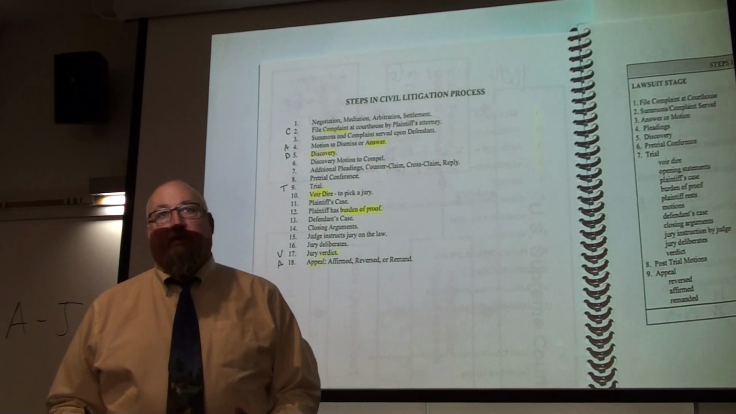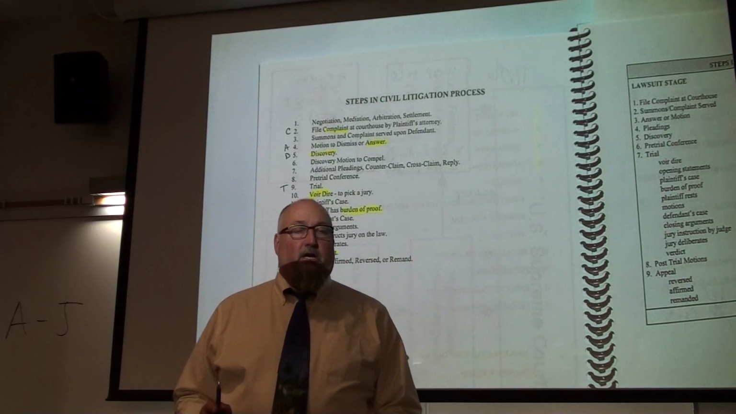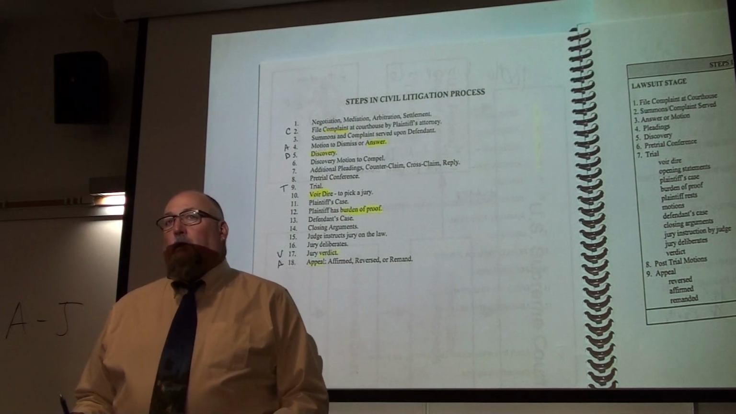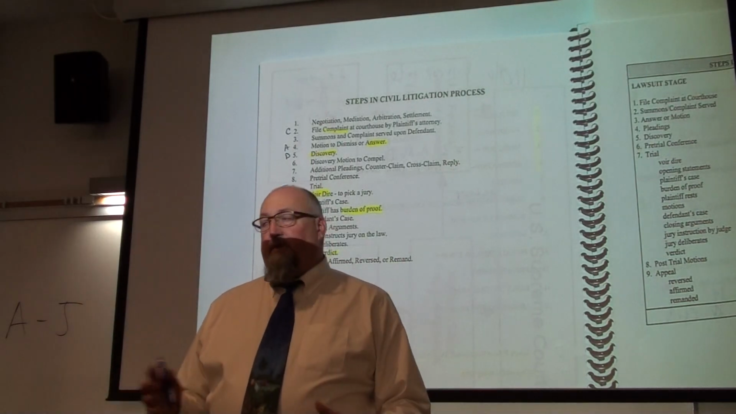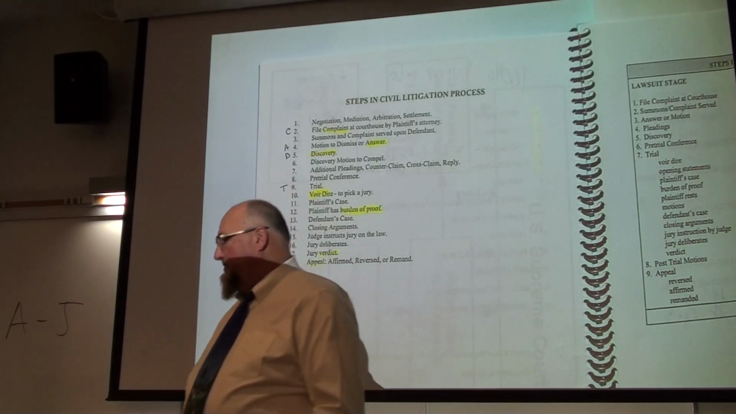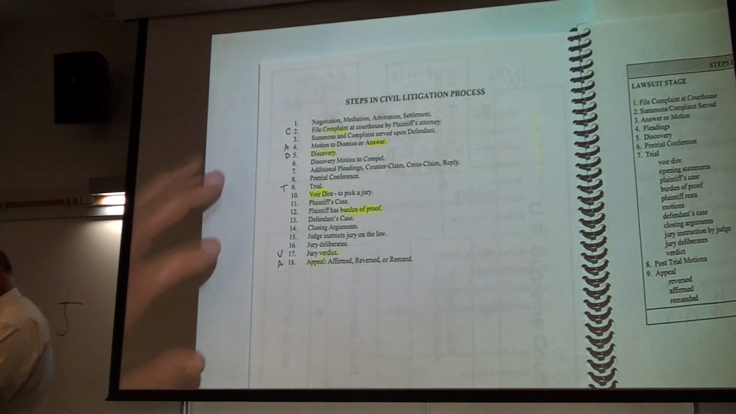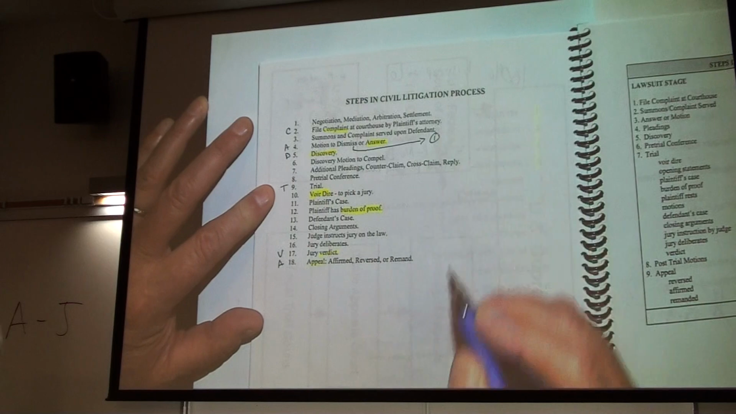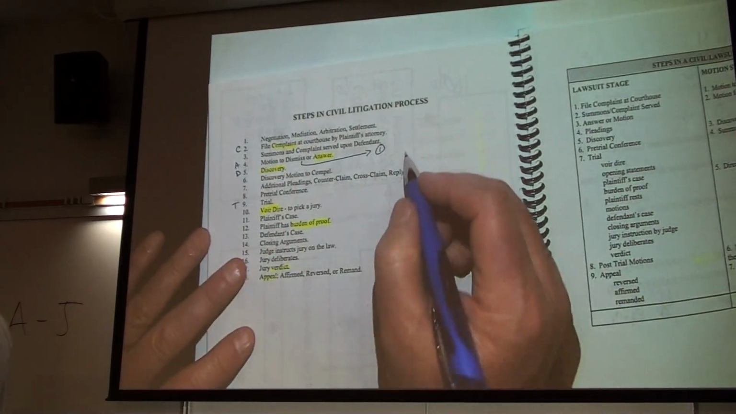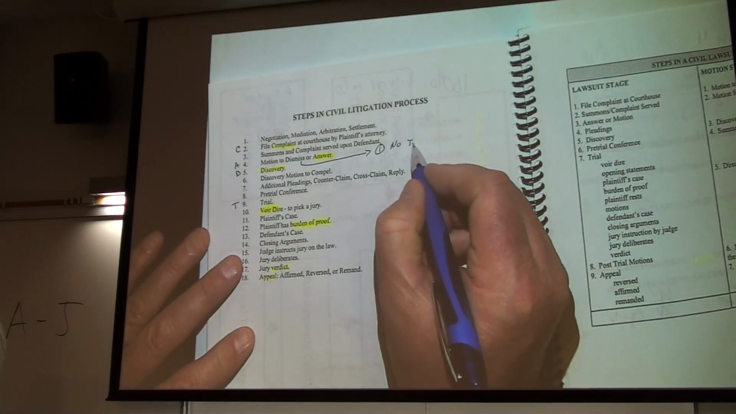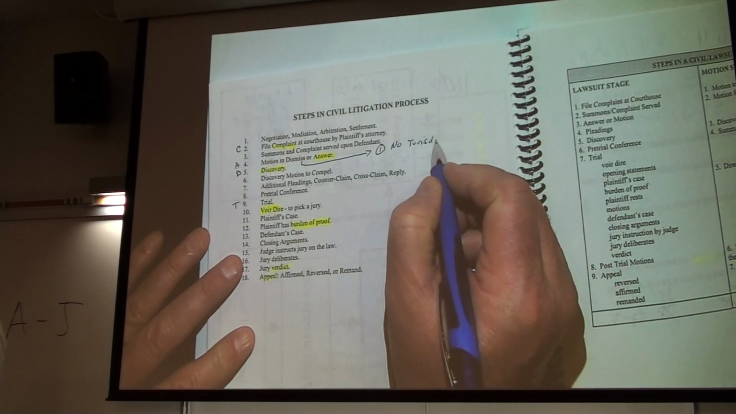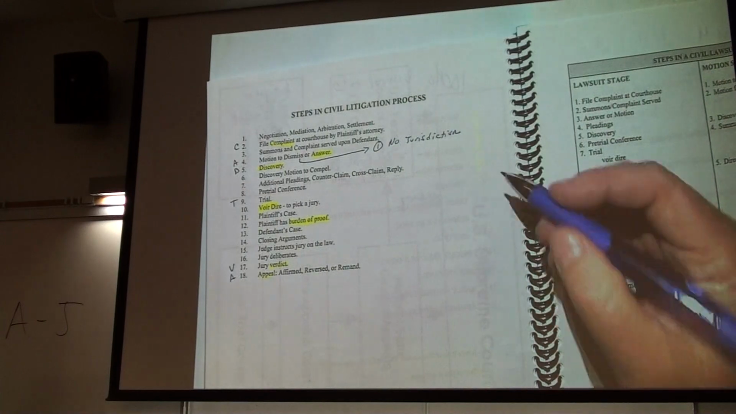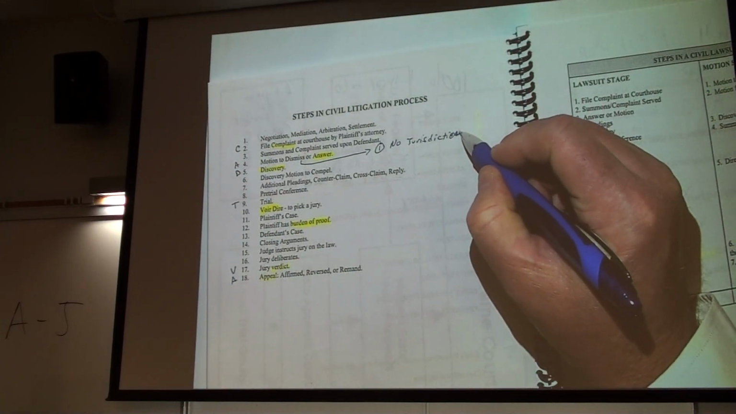Now, a motion to dismiss is basically where you're asking a judge to throw out the case right at the beginning. And the reason for that, there are basically 2 major reasons. Number 1, motion to dismiss. No jurisdiction. Sorry, my handwriting's bad.